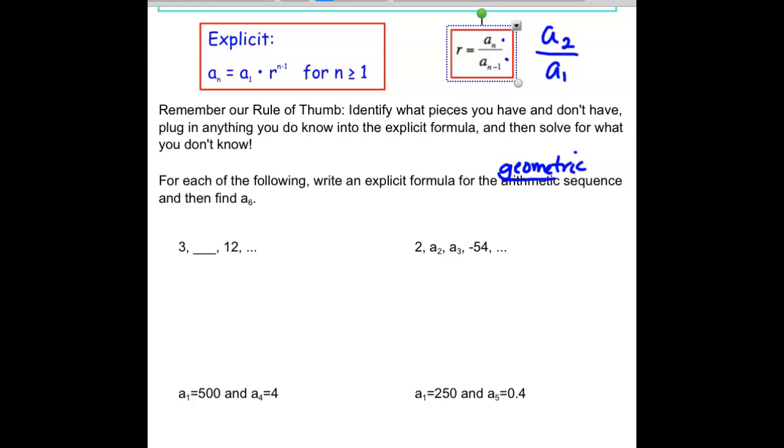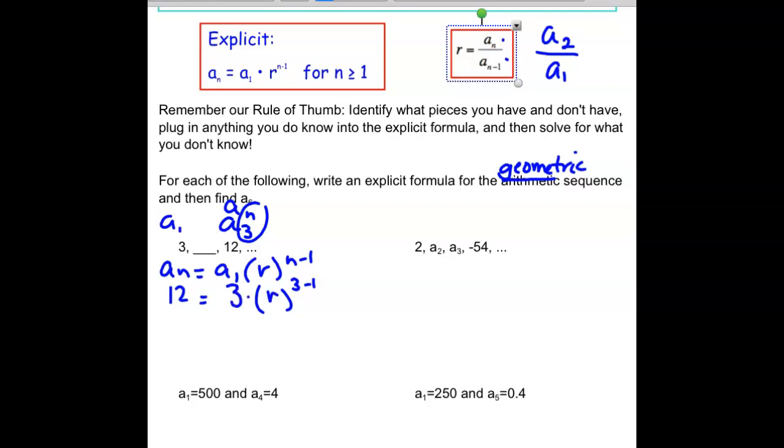So we have non-consecutive terms. We know the first term is 3, and we don't know the second term, but we know the third term is 12. We can use that to still figure out our r value. If we think about our explicit formula, if we consider this our nth term, then n would be 3. So if we plug a 12 in for a sub n in our formula, then we're implying that our n value is a 3, since we're using the third term. Okay? We do not know our r value, but we do know that our first term is a 3.